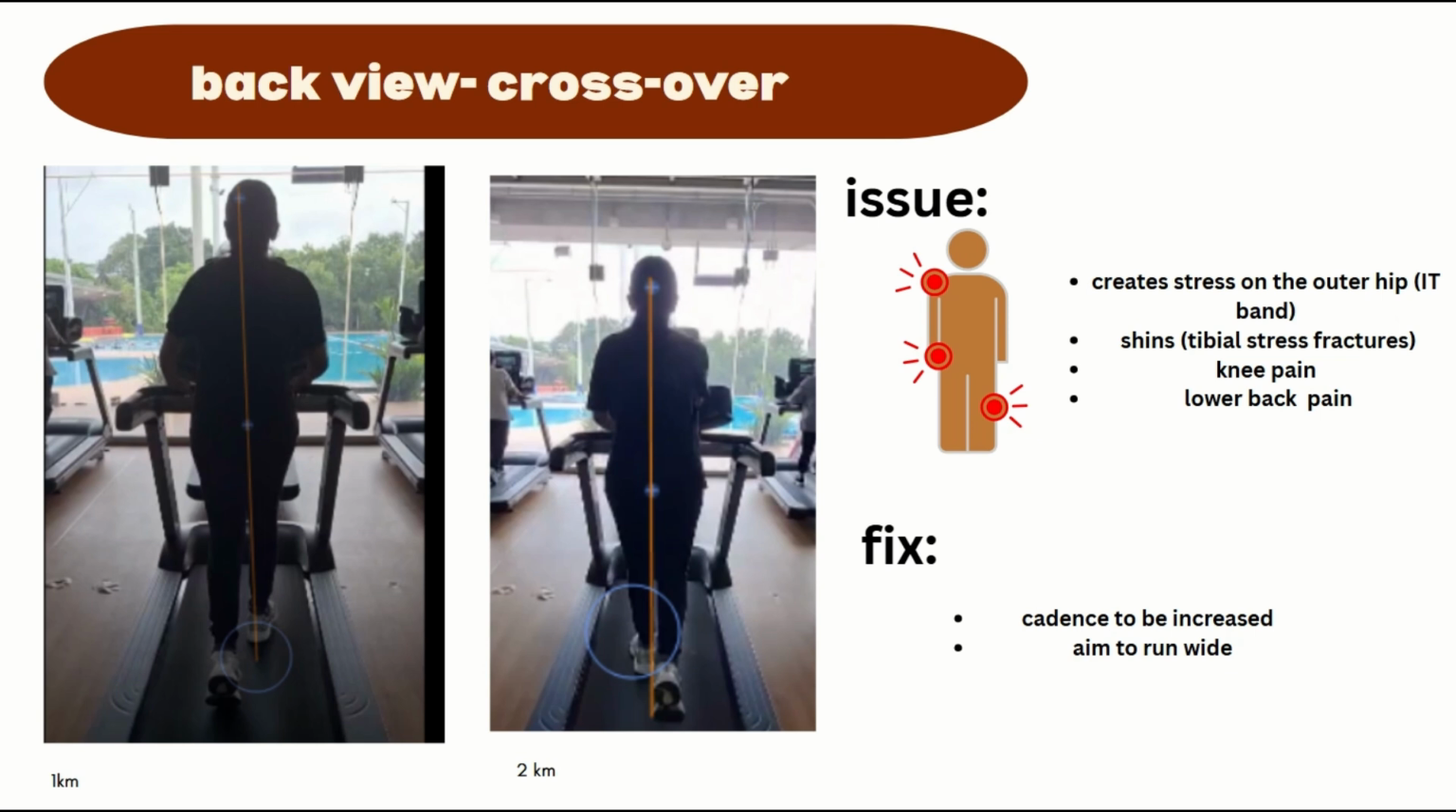From the full body back view for both 1 km and 2 km, the landing foot contacts the ground close to the body's midline, indicating a narrow step width and a crossover tendency. If crossing over prolongs, it creates stress on the outer hip, known as the IT band, the shins, also known as tibial stress fractures, knee pain, and lower back pain. To correct this, cadence is to be increased, and she should aim to run wide by visualizing a middle line and making sure the feet land outside of the line on their respective sides and not on the line.